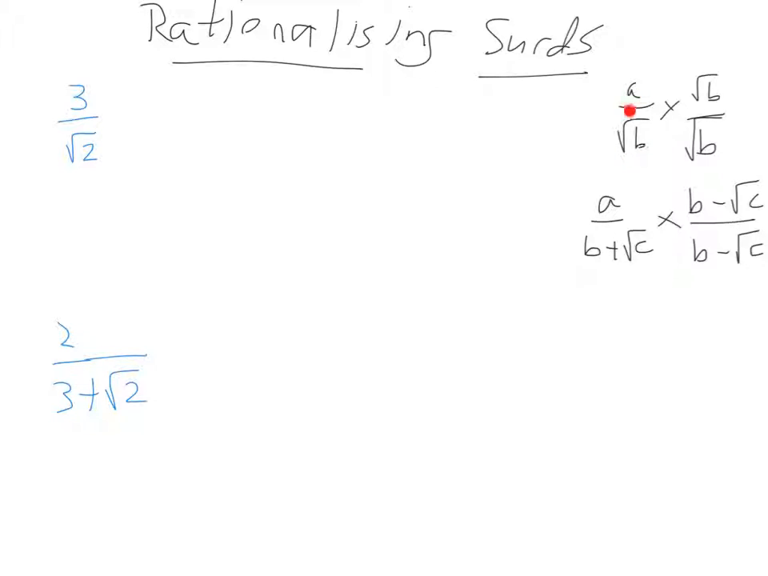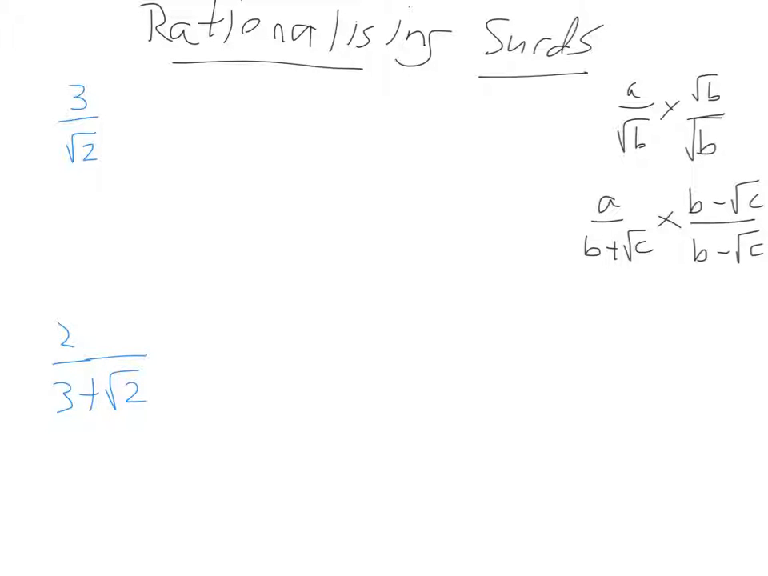If we've got this kind of scenario here, a number and then a surd at the bottom, we need to multiply that by a fraction of that surd over itself. So we're multiplying it by 1. Square root of b over the square root of b is 1, so we're not actually changing the number, we're just changing what it looks like. And then we go through the steps of multiplying surds.